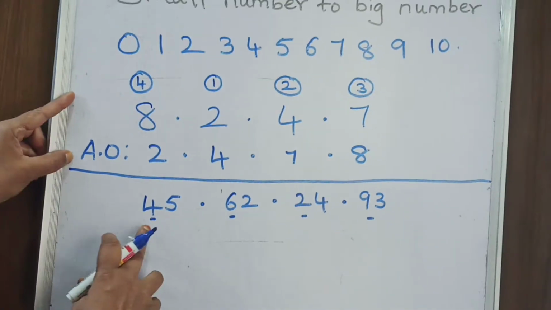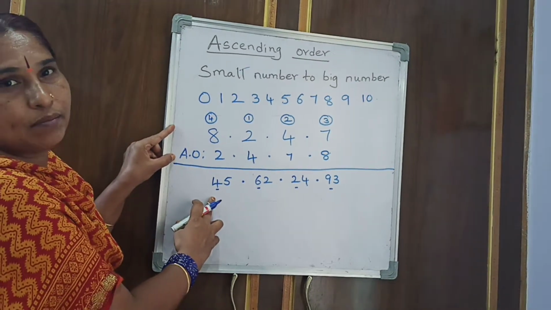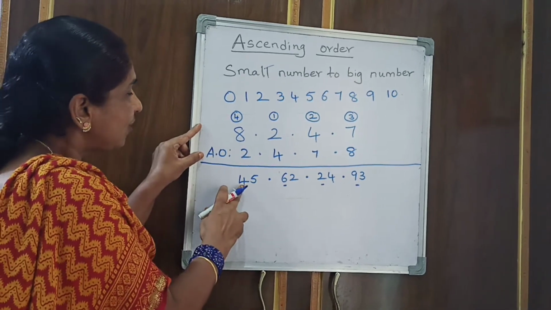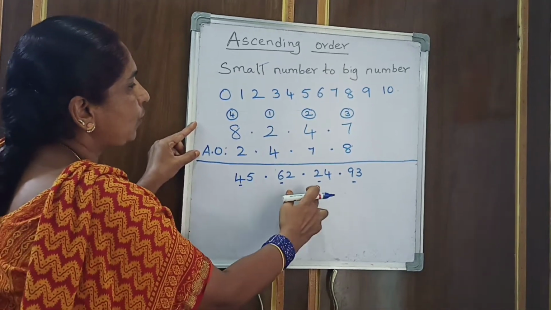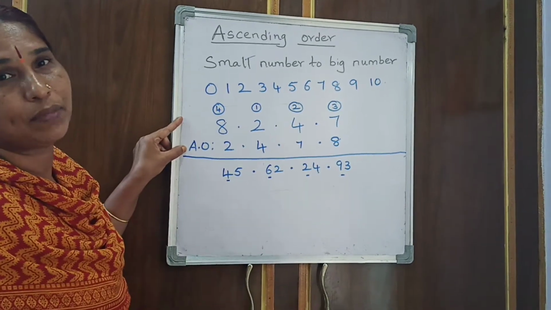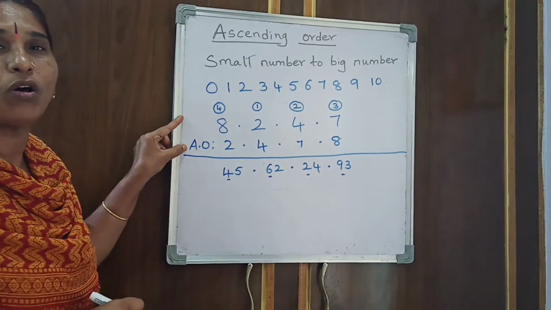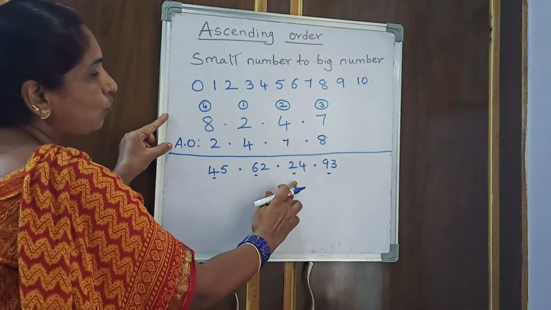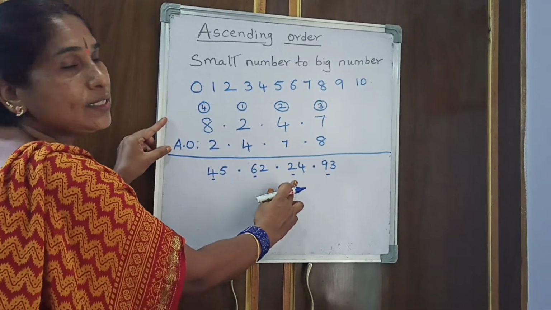The same way you have to underline the first number, and then you will get an idea. So here 4, 6, 2, 9. You have to compare between these numbers. Out of these, which is the smallest number? 2, 4, 24 is the smallest number.